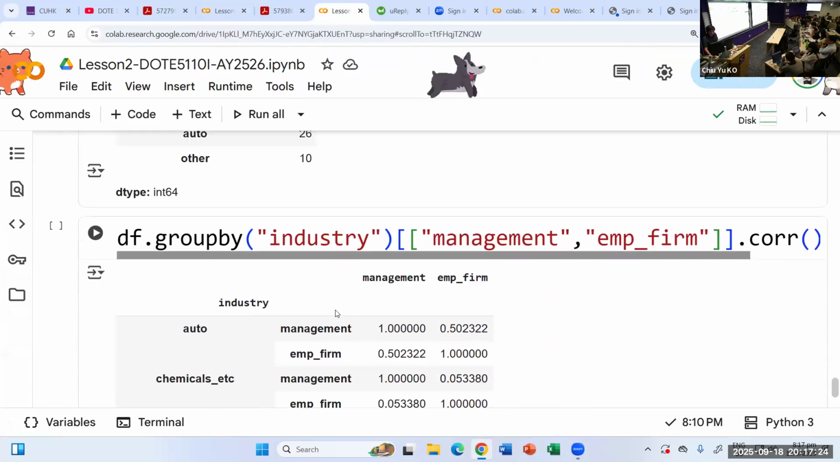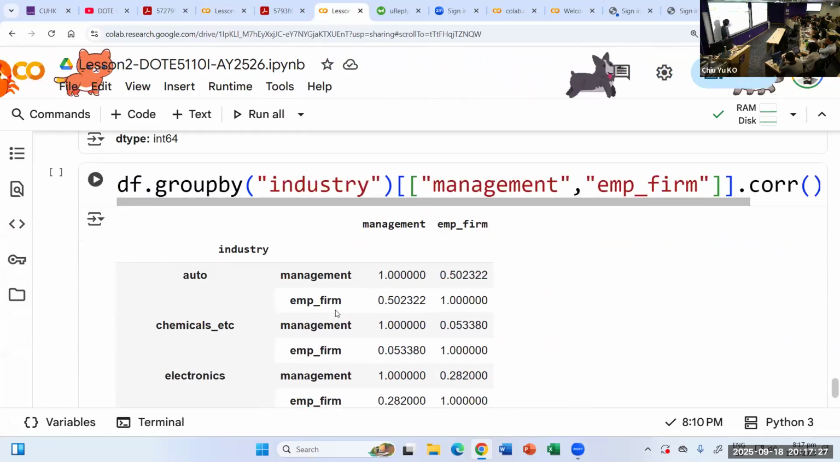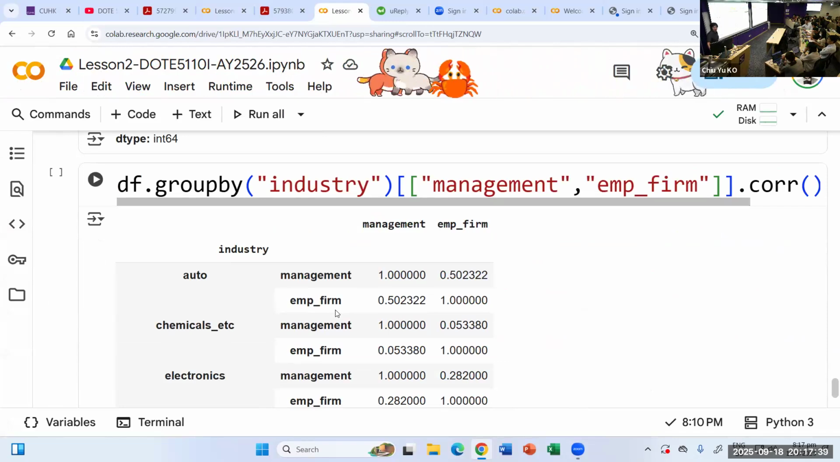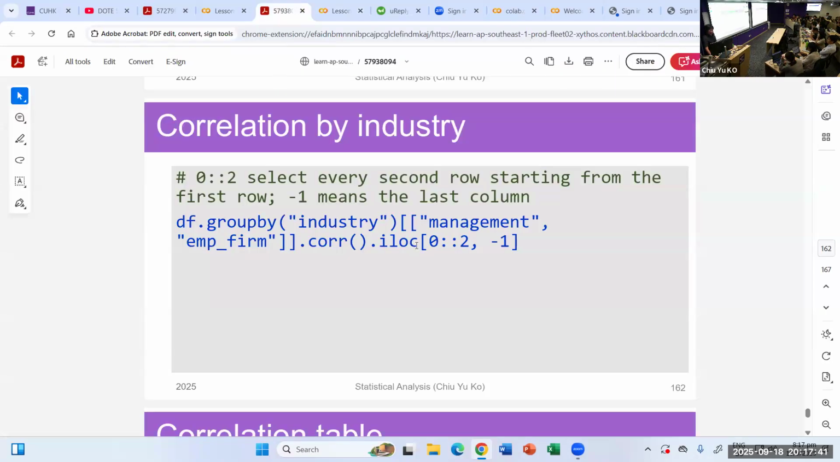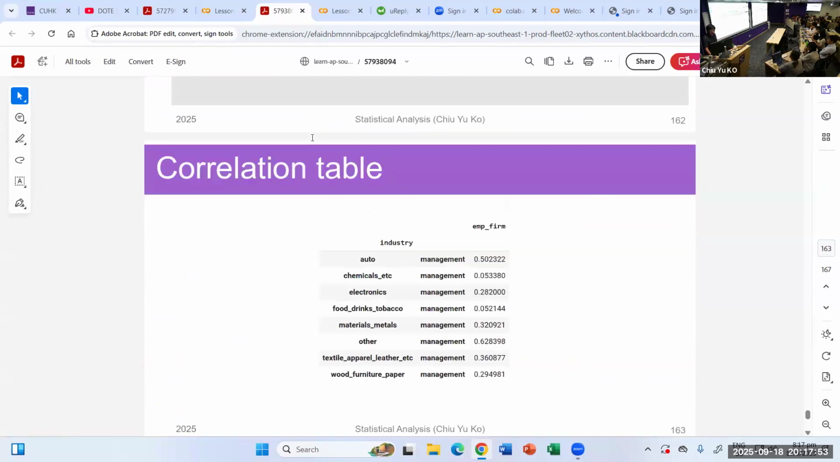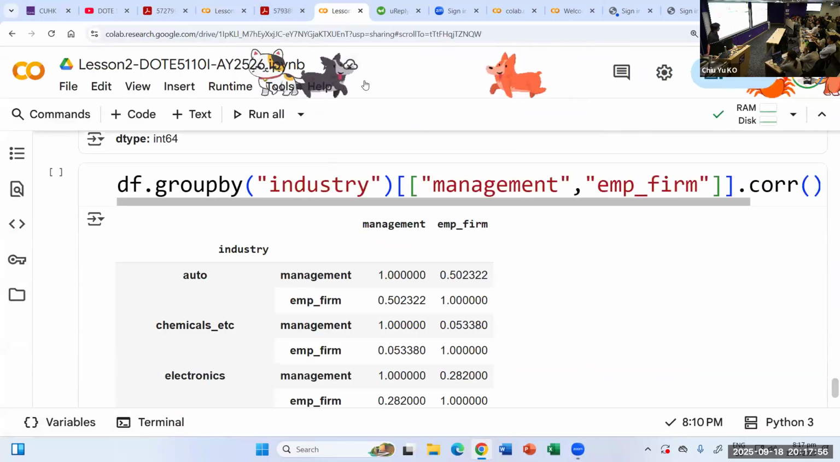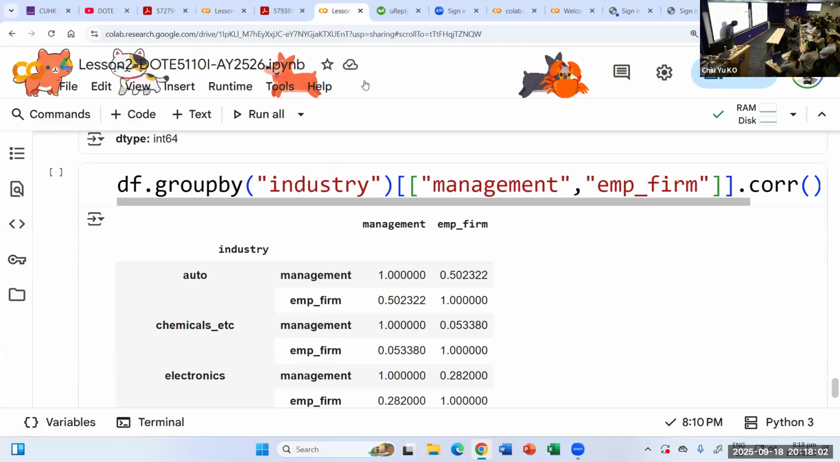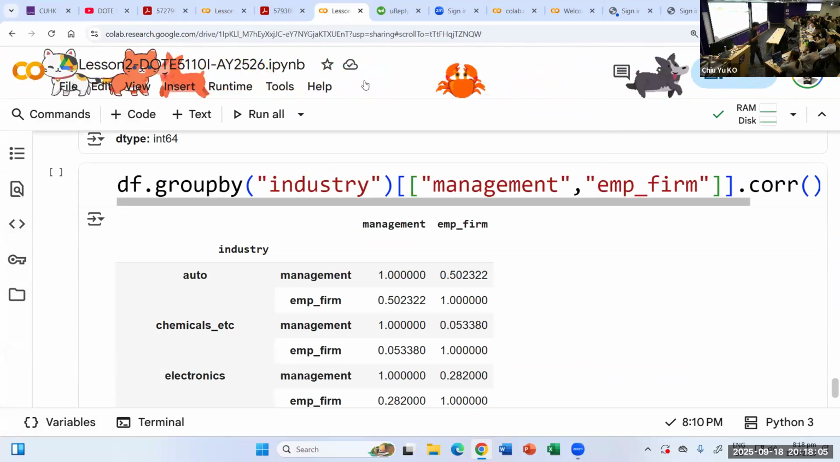Once you do it, you have this. It looks like this, right? For each industry, I have this table. But for each one, I just need one number there. So that's why I ask it, okay, for every second row, I want the second column. Then I show it here. It means I pick this number, this number, this number, every other row.